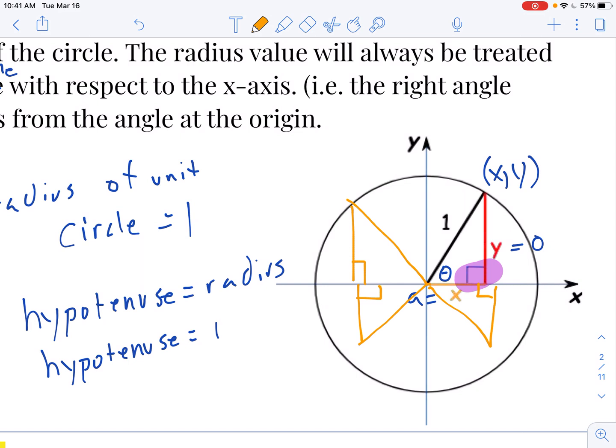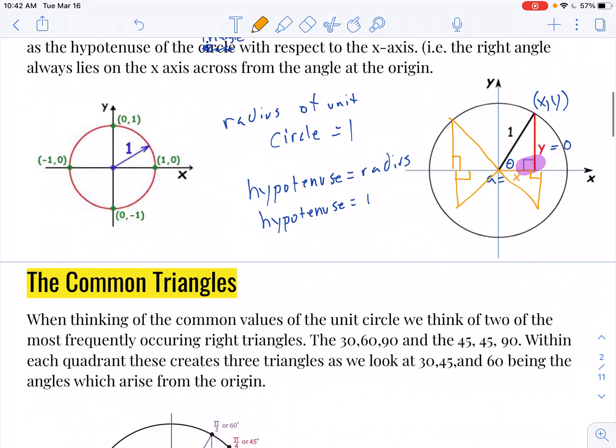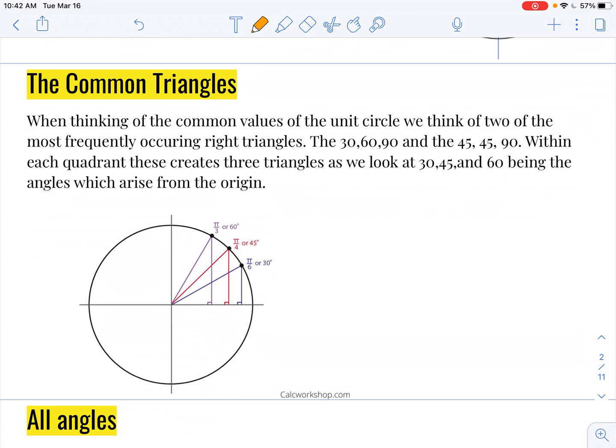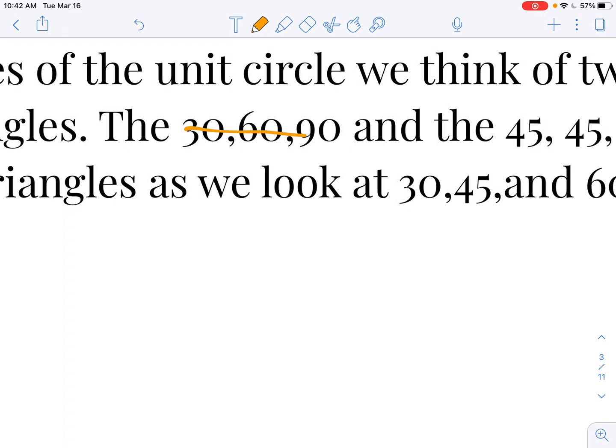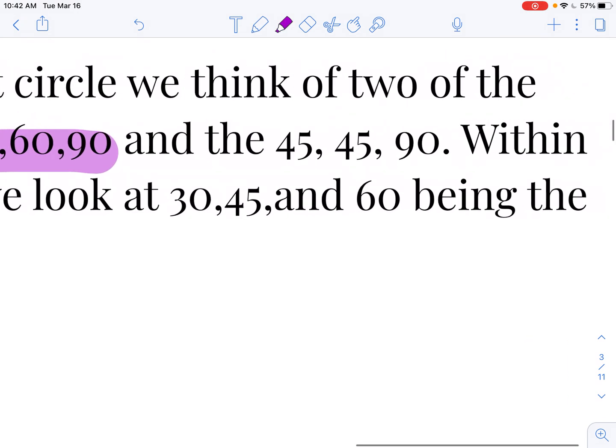And so basically we're going to be able to look at a right triangle in every single quadrant, and we're going to do so based off of having those right angles that lie opposite the origin, or the middle of our unit circle. Now there are three really common triangles when we think of right triangles. Well, technically there's two, but it becomes three. The two triangles that we think about are a 30, 60, 90 degree triangle and a 45, 45, 90.